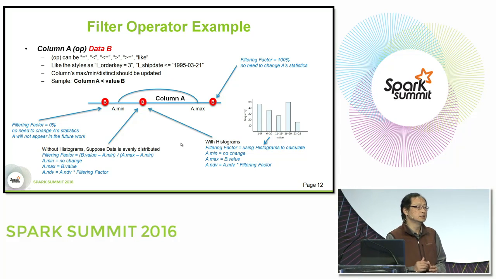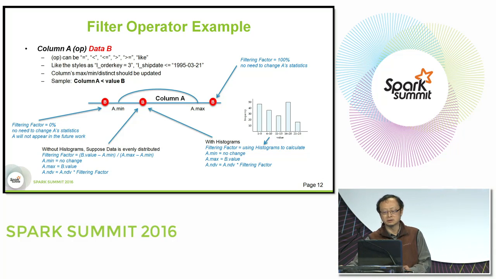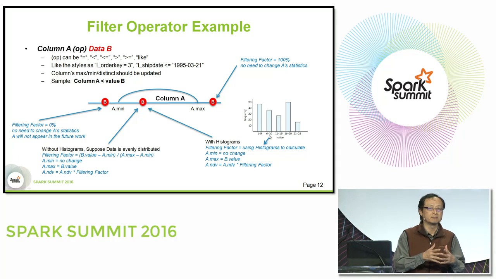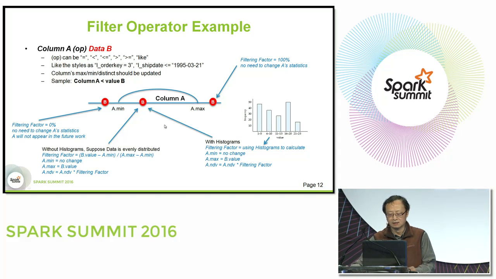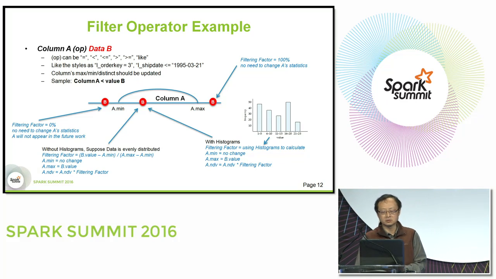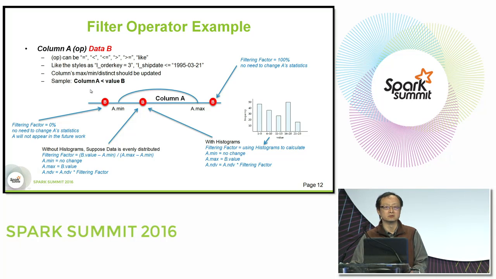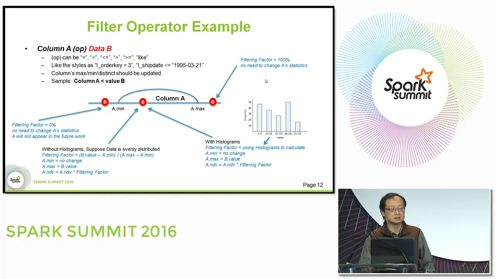But if we have histogram information, then we can do some calculation. We can look at each interval one by one and then add the number of distinct values together. And then it will be divided by the overall interval. Then we can find much more precise information for the filtering factor. If constant B is greater than column A's maximum value, then all the records will meet this condition. Then the filtering factor is 100%.